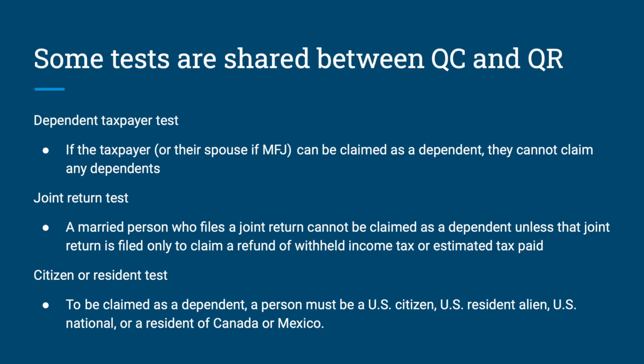And then the third shared test is the citizen or resident test, and that says to be claimed as a dependent, a person must be a U.S. citizen, U.S. resident alien, U.S. national, or a resident of Canada or Mexico.